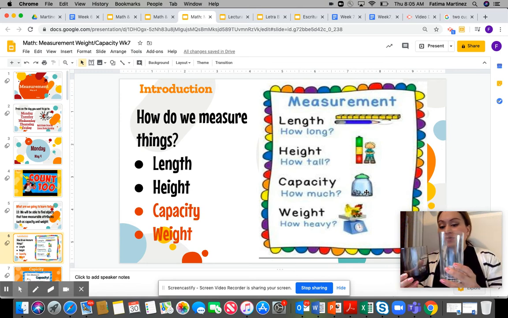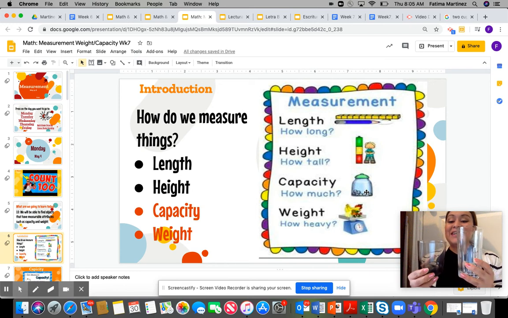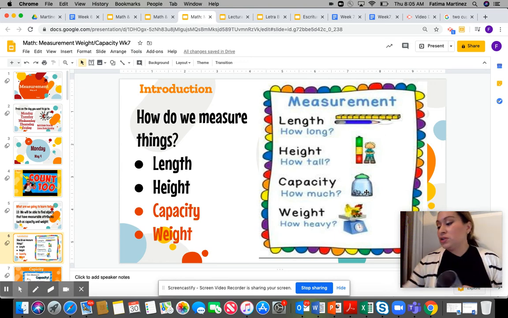If I look at these 2 cups, which one do you think can hold more? This cup, the longer, taller one, or this cup, the shorter one? Maybe the longer cup, right? Well, we're going to find out, and that's what we're going to do with capacity. With capacity, we're going to see which one holds more and which one holds less. Now, with weight, like I told you, it's which one is heavy. Oh my goodness, it's heavy. And which one is lighter.